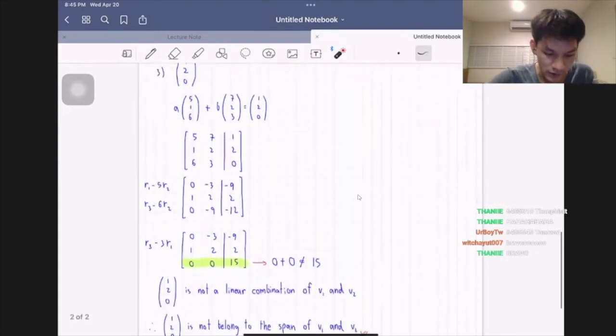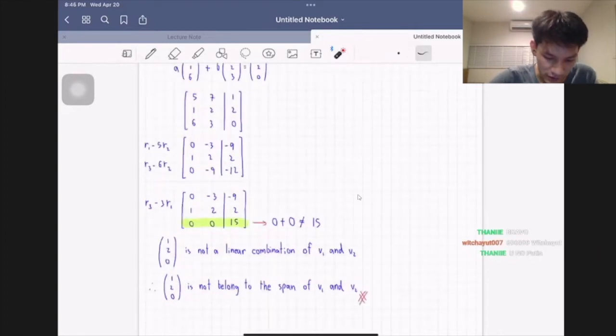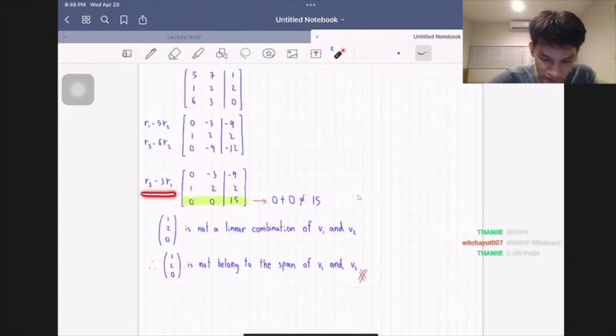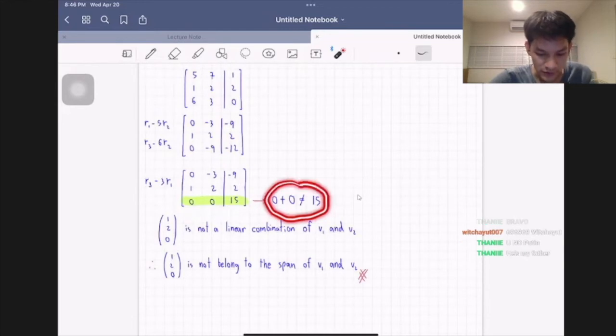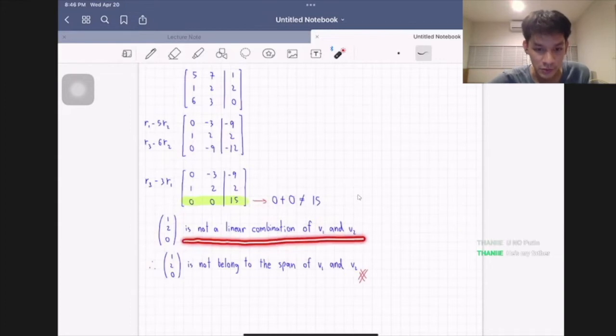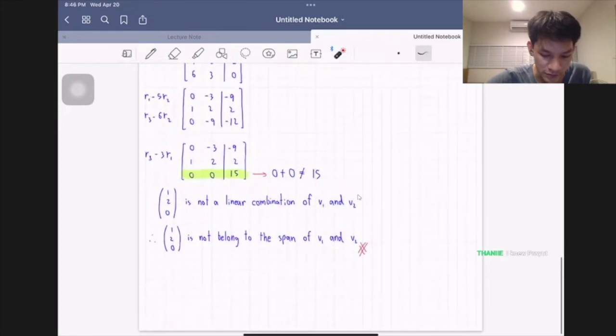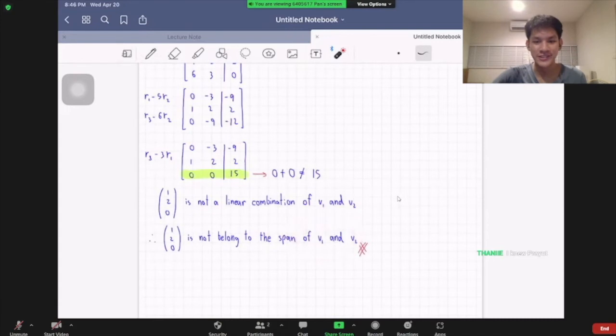And next step, we subtract row 3 by 3 times row 1, and we see that it is 0 plus 0 equals 15, which is not true. So we can conclude that vector 1, 2, 0 is not a linear combination of V1 and V2. Therefore, the vector 1, 2, 0 does not belong to the span of V1 and V2 either. Okay, so thank you everyone, and let's move on to our next part.